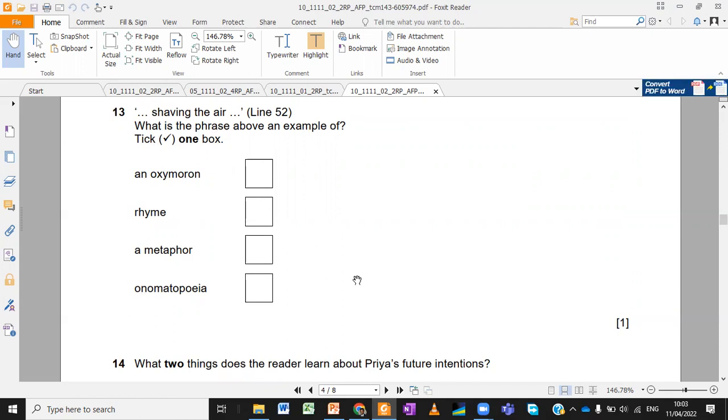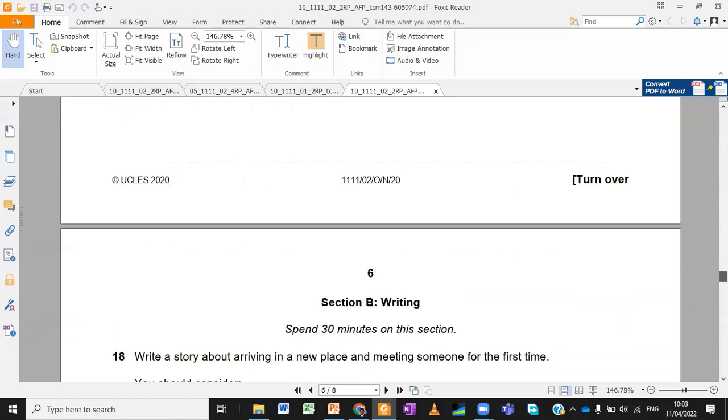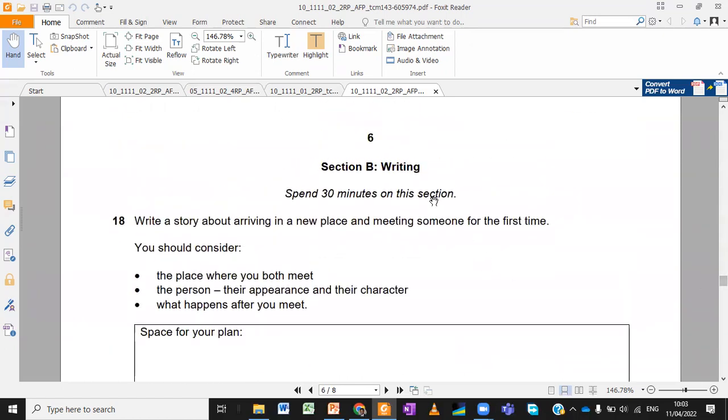I think it's onomatopoeia. Okay, now that is wrong, but I will guide you through. So I will take you through figures of speech today. Then I'll take you through the writing part of paper 2, which is writing a story.